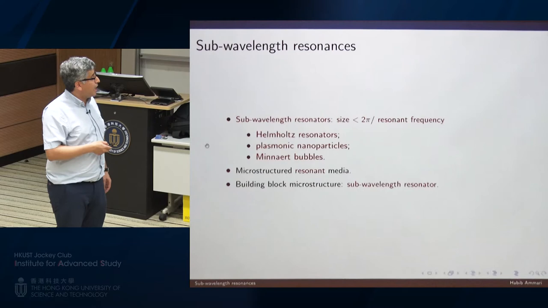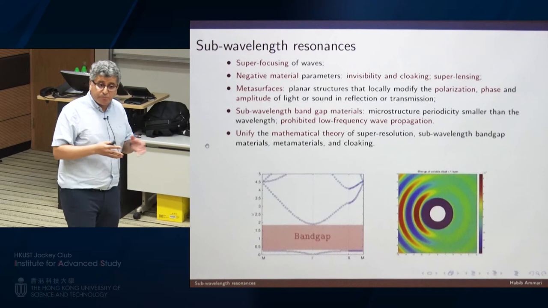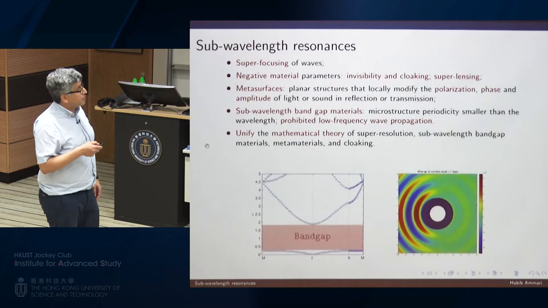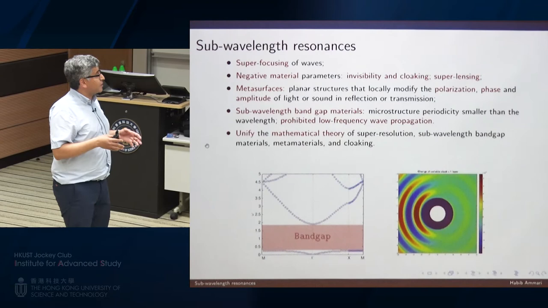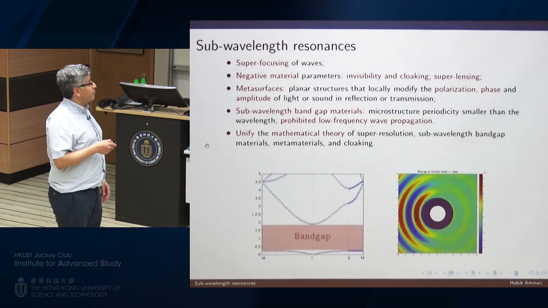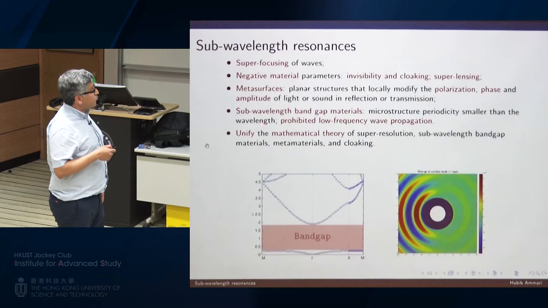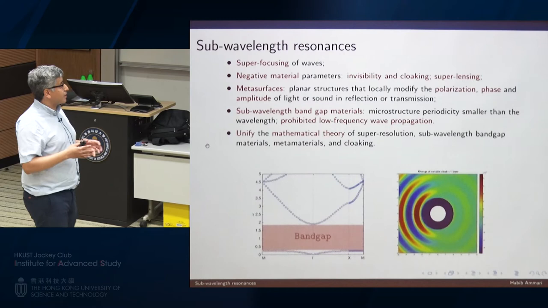to superfocus the waves beyond the resolution limit, construct negative material parameters to achieve invisibility, cloaking, superlensing, construct metasurfaces, which are planar structures that locally modify the polarization, the phase, and amplitude of light or sound in reflection or transmission. Construct subwavelength bandgap materials, which are microstructures that have periodicity smaller than the wavelength and prohibit low frequency wave propagation.